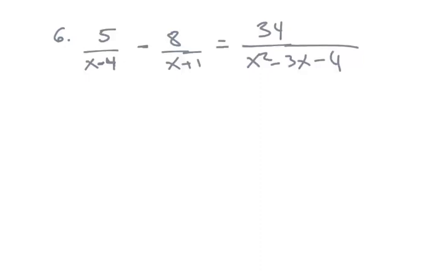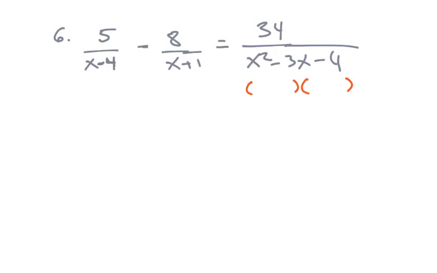Okay, let's take a look at number 6. It says solve the equation using any method. So the goal here, and this is an important rule to have for any fraction, not just with polynomials, is that you always want to get rid of the denominator as soon as possible.